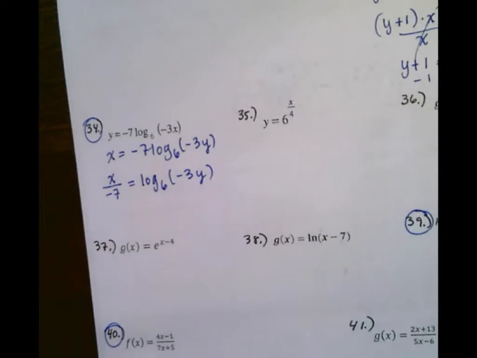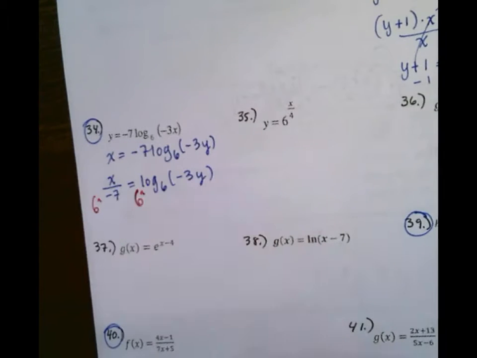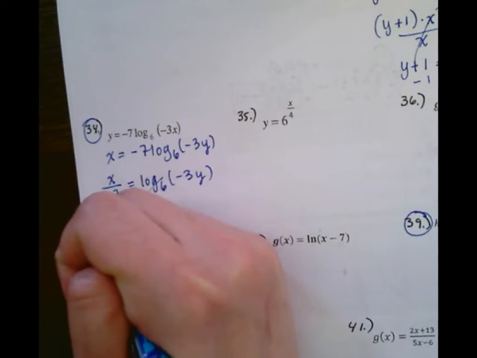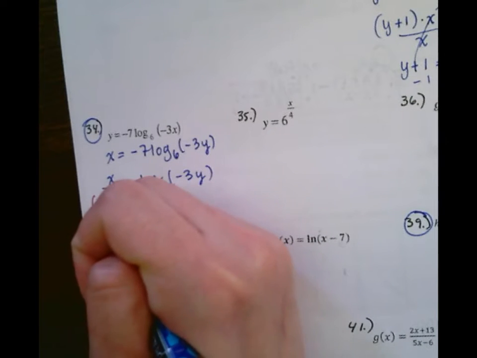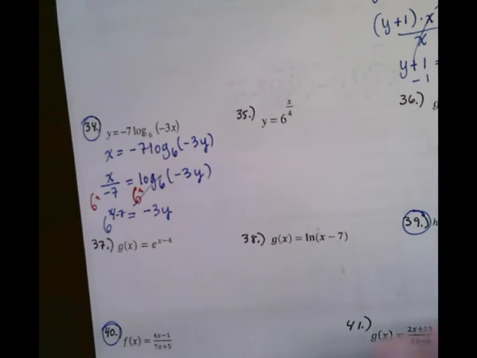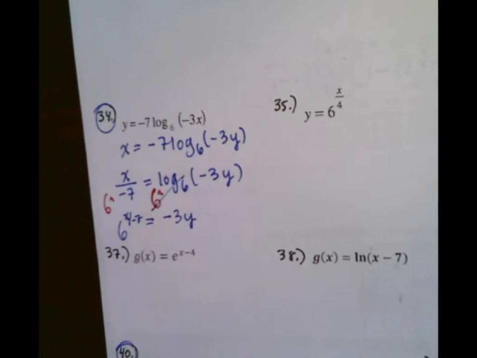Now it's time for me to cancel out the log base 6. I'm going to do that by raising both sides with a base of 6, or exponentiating both sides. And on the right-hand side, that's going to cancel the log base 6. I'm going to be left with negative 3y is equal to 6 to the power of x over negative 7. You could also write that as negative x over 7. Doesn't matter where the negative sign goes.